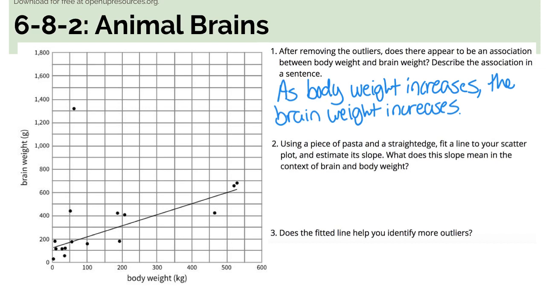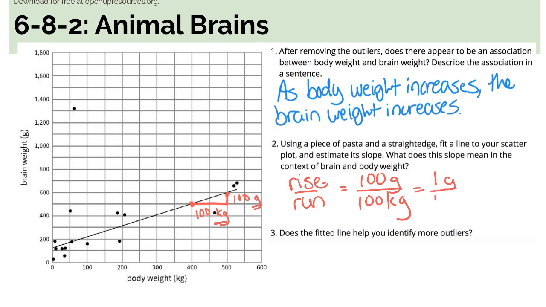The association between body weight and brain weight could be described like this. As the body weight increases, the brain weight increases, and we can see that with that positive slope. I created a slope triangle here to estimate slope, and I did include labels, grams and kilograms. So rise over run, I would end up with 100 grams over 100 kilograms, which would simplify to 1 gram over 1 kilogram. So my slope would be 1.